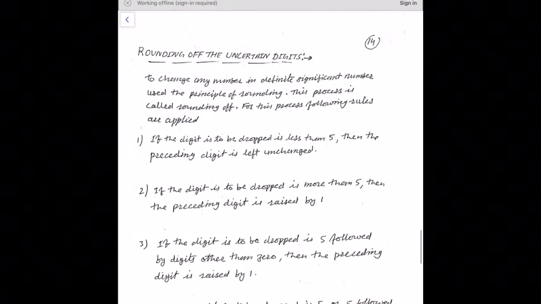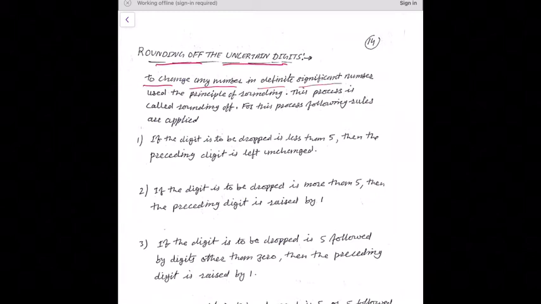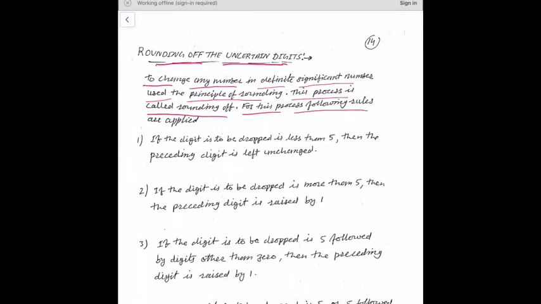Next topic, rounding of the uncertain digits. To change any number to a definite number of significant figures, use the principle of rounding. This process is called rounding off. For this process, the following rules are applied.